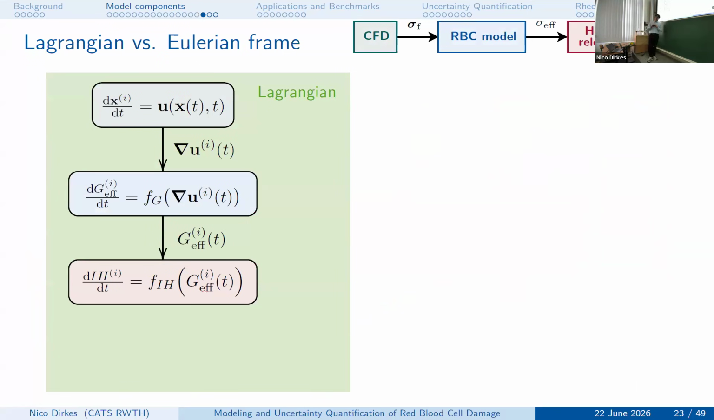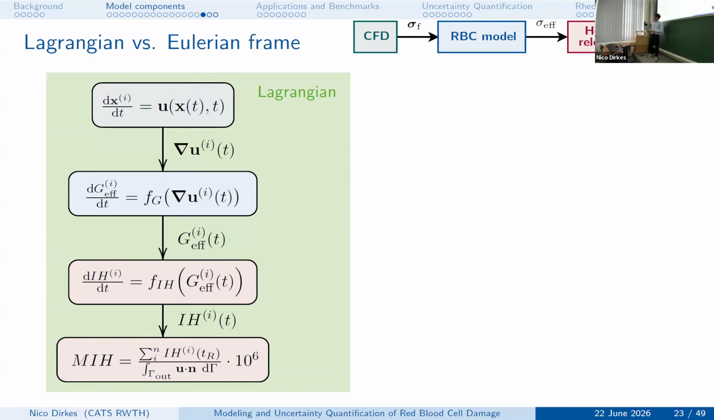So far, all these models I presented have been in the Lagrangian frame. So basically, we've looked at single cells, and we've tried to apply these models along these trajectories of single cells. And this is why we always had these ordinary differential equations here for the path lines, or here for the effective stress, or also for the hemolysis index. If you do this, then you need to usually track cells through the domain and then compute this index of hemolysis by averaging over all of the cells.